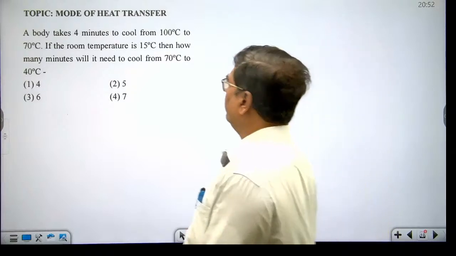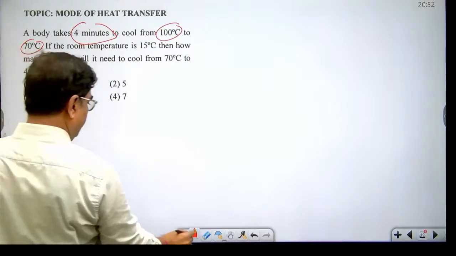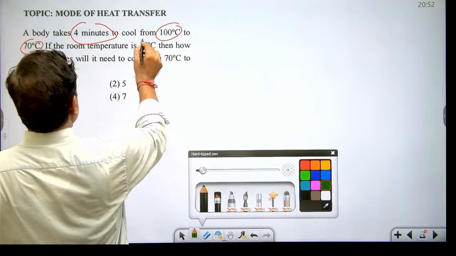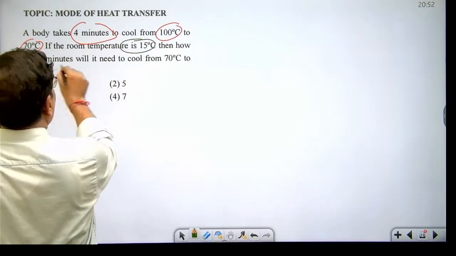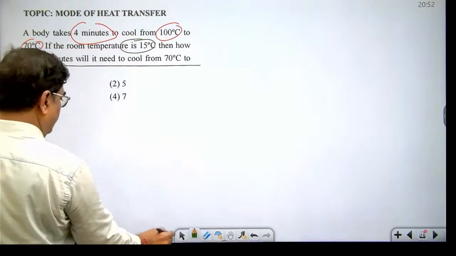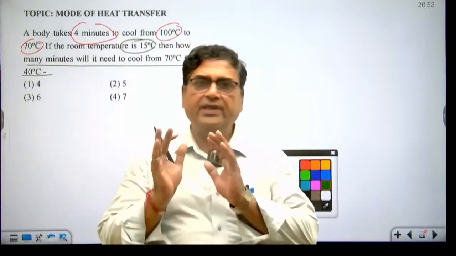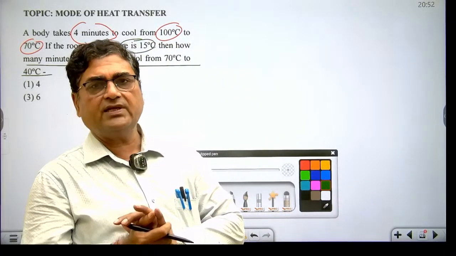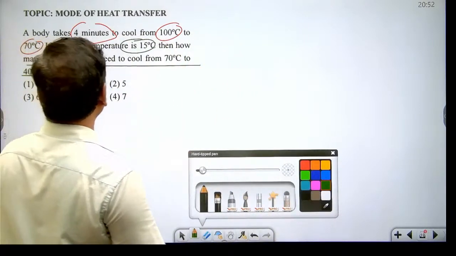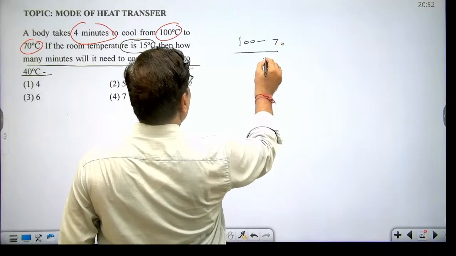A body takes 4 minutes to cool from 100 degrees centigrade to 70 degrees centigrade. This is a very good question for NEET and JEE. Room temperature is 15 degrees centigrade. How many minutes will it take to cool from 70 degrees centigrade to 40 degrees centigrade? Rate of cooling is directly proportional to excess of temperature. Dear students, the more the temperature difference between body and surrounding, the more will be the time taken. Now the body is taking 4 minutes from 100 to 70.